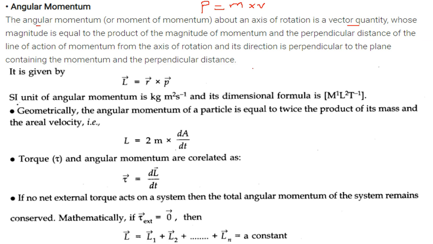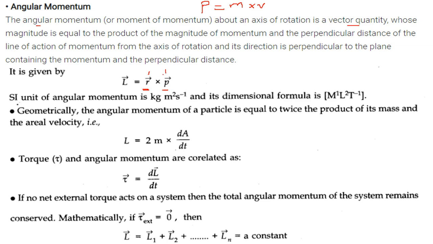It is the product of the magnitude of momentum, because we have to relate angular momentum with momentum. So it is the product of momentum and the perpendicular distance of the line of action of this momentum from the axis of rotation. And what will be its direction? The direction will be perpendicular to this R and P.